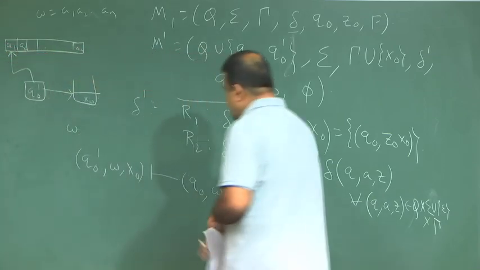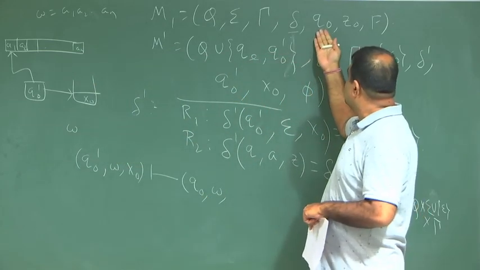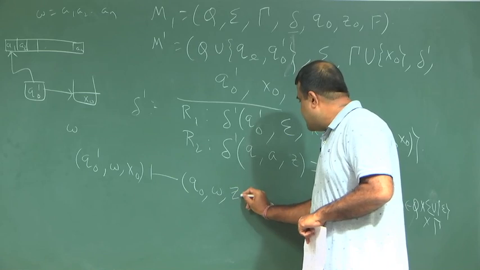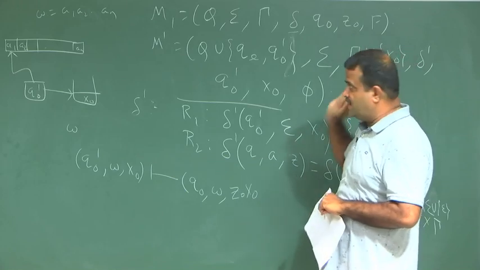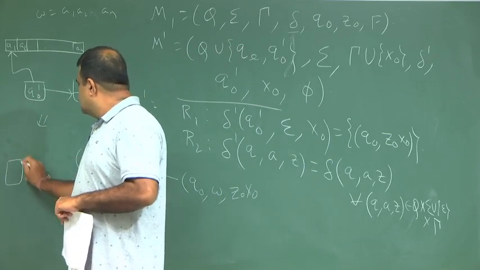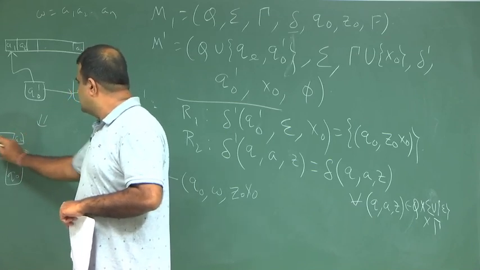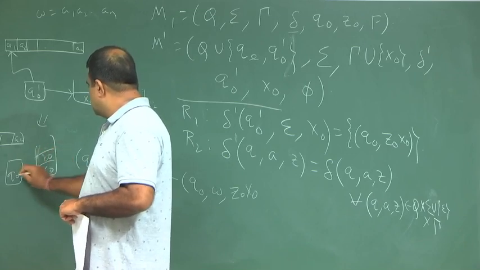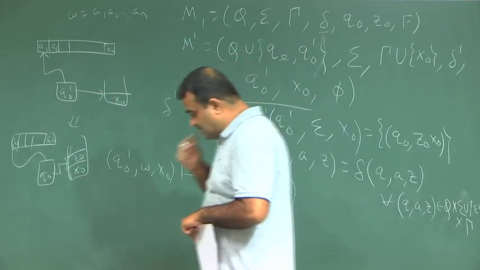Now, without reading anything, we reach q0. q0 is the starting state of this original PDA, and then the stack will be Z0 X0, because Z0 is the starting symbol in the stack of the original PDA. So, we are at q0 now and the tape remains the same, a1 a2 ... an, but the stack has X0 Z0. Now, we are pointing at Z0 and it is pointing here. We have Z0 on the top of the stack.